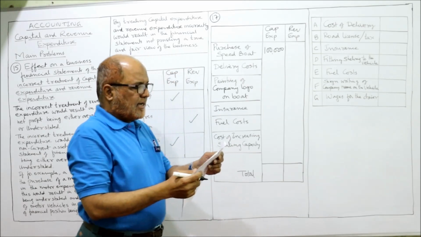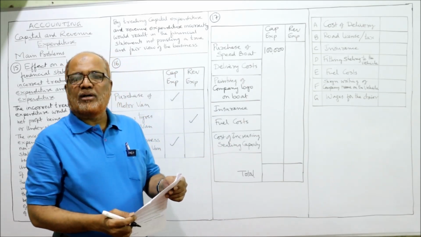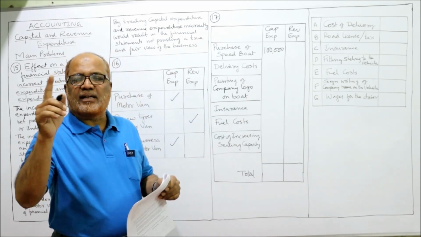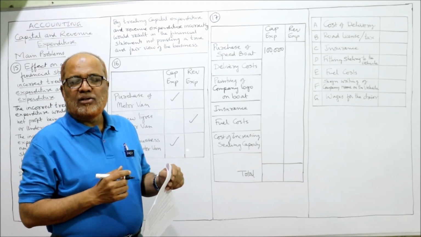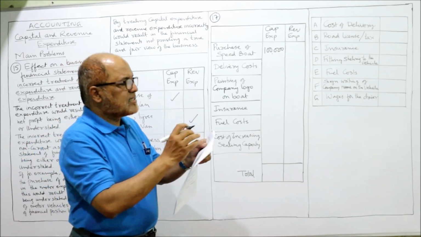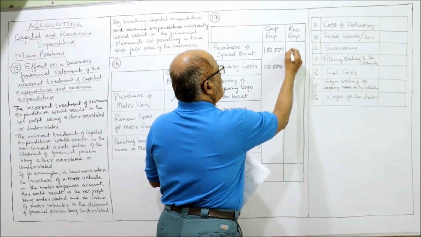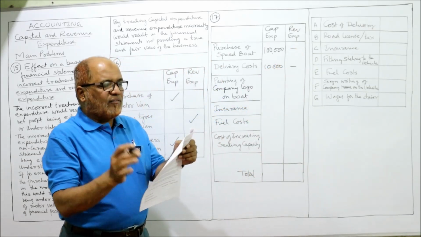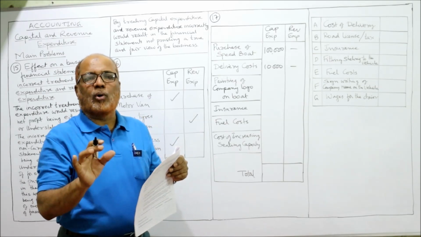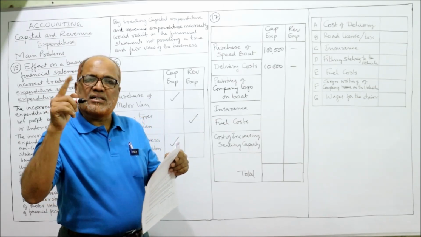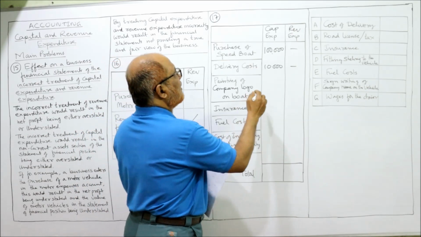1 lakh. Then delivery cost. Delivery cost will be done only once at the time of taking delivery. So it is a capital expenditure. Delivery cost is 10,000. So here I am taking 10,000. Next, painting of company logo on boat. It will be done only once. It's a capital expenditure. 1,500.